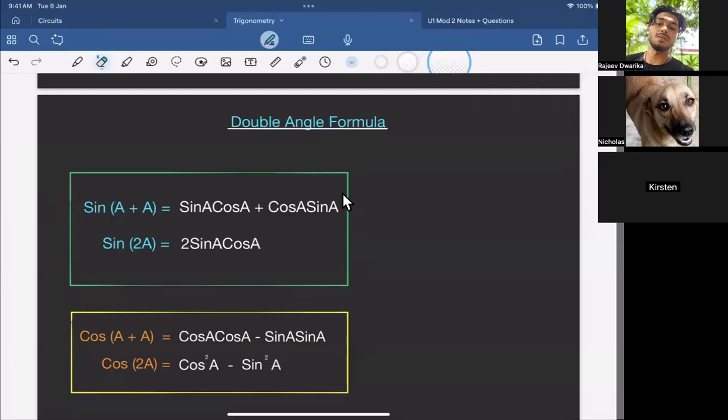Right, you'll have it copied out. Let me know which part you've reached. Kirsten, let me know. All right, cool.